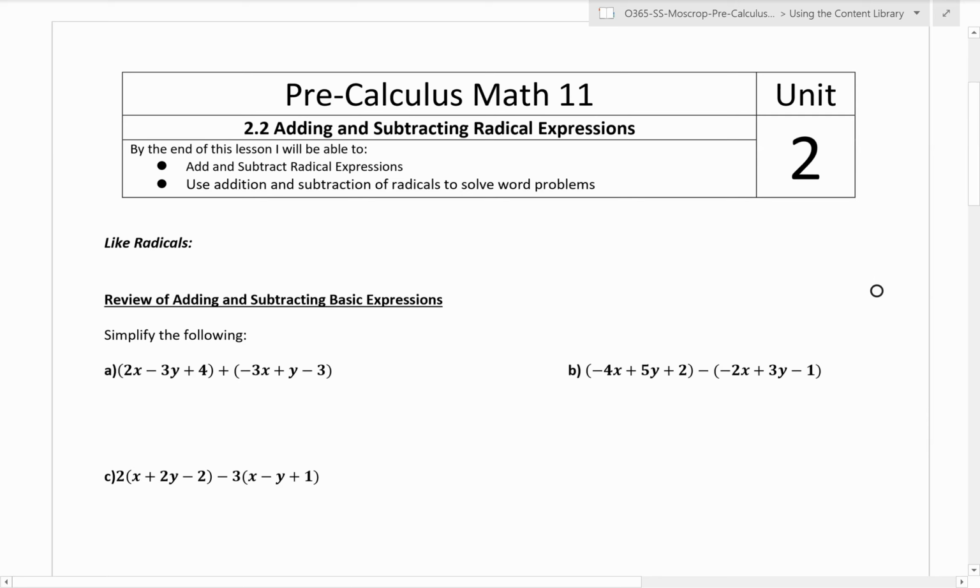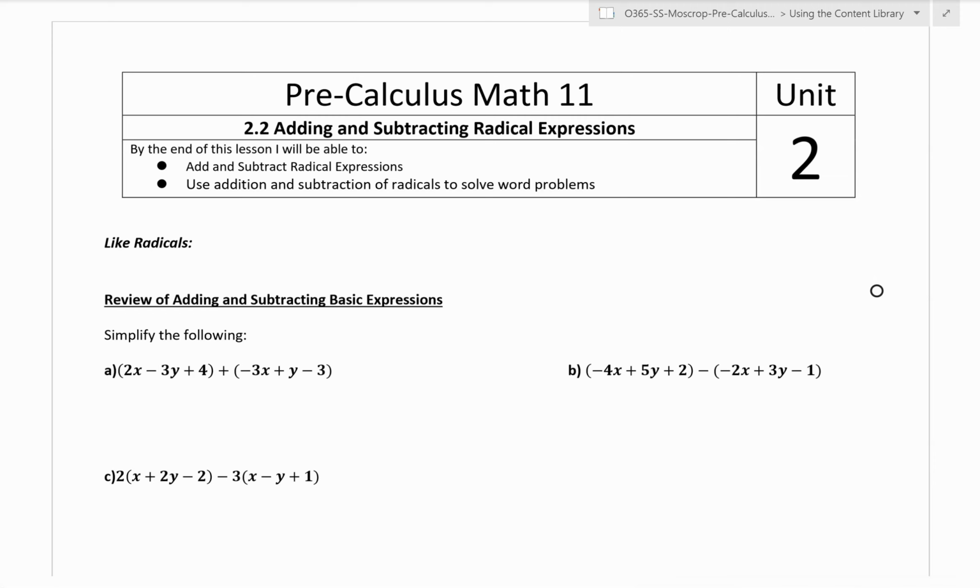Right, we're coming back to lesson 2 of Unit 2. We are going to be adding and subtracting radical expressions. Last time we were simplifying, so now we're going to simplify and then do something with the radicals, okay? We're going to add and subtract today. So I guess you can guess what we're going to do the next lesson.